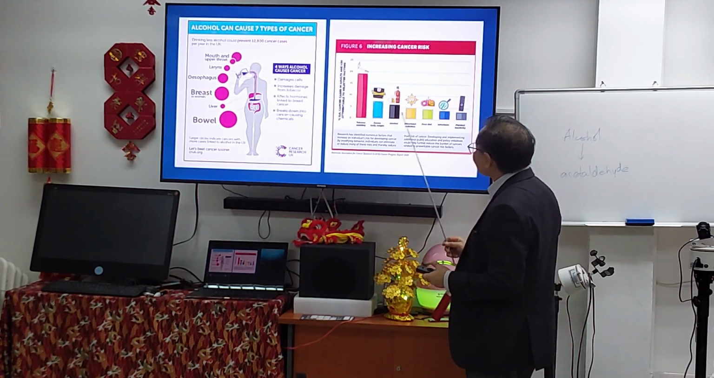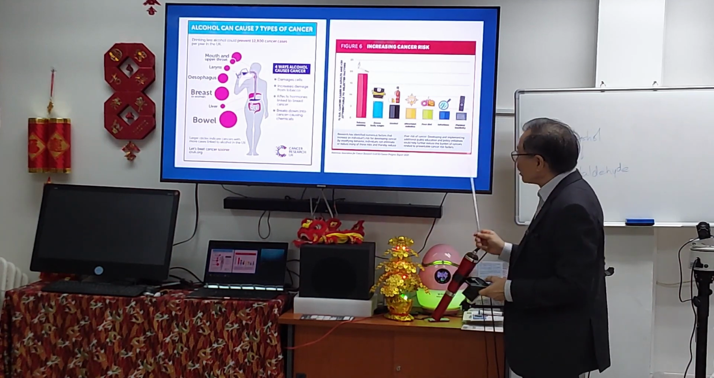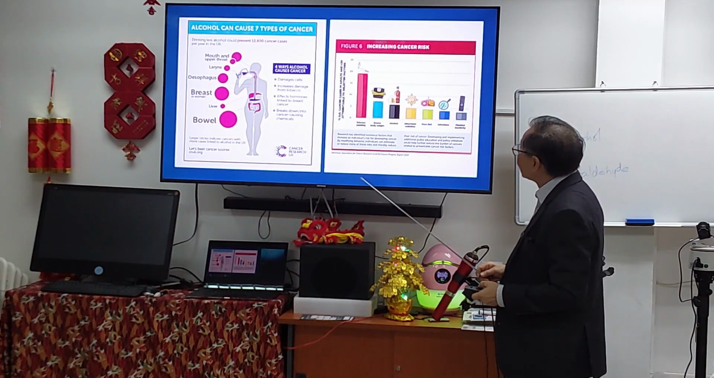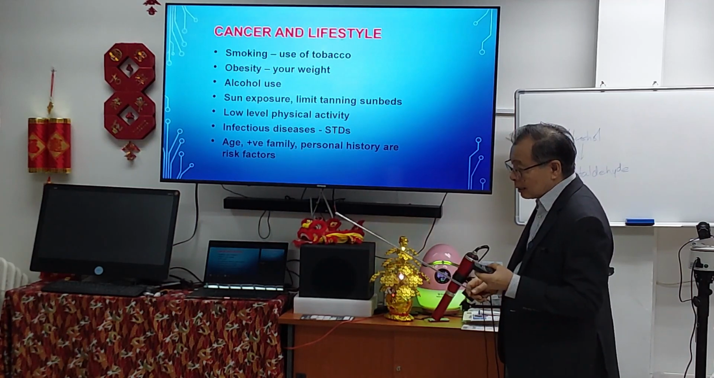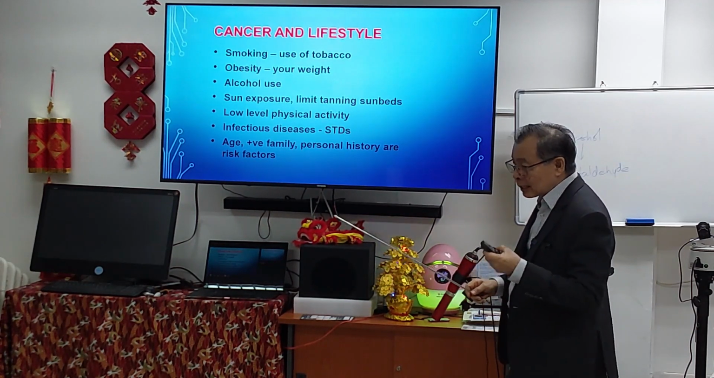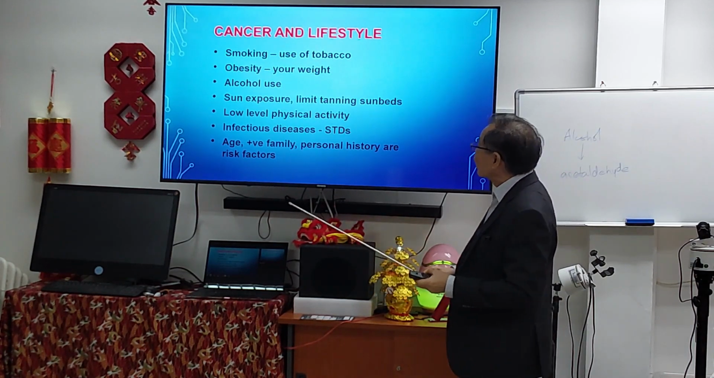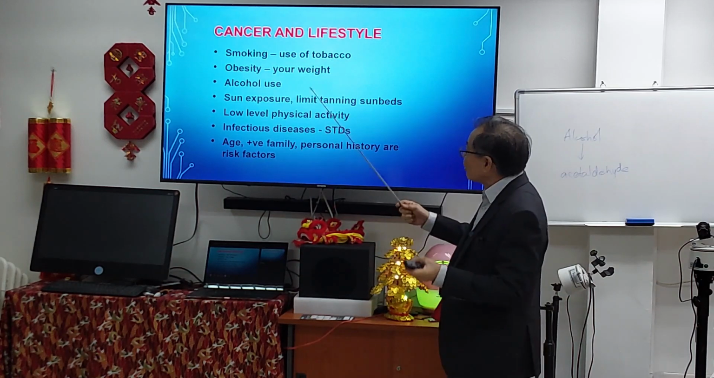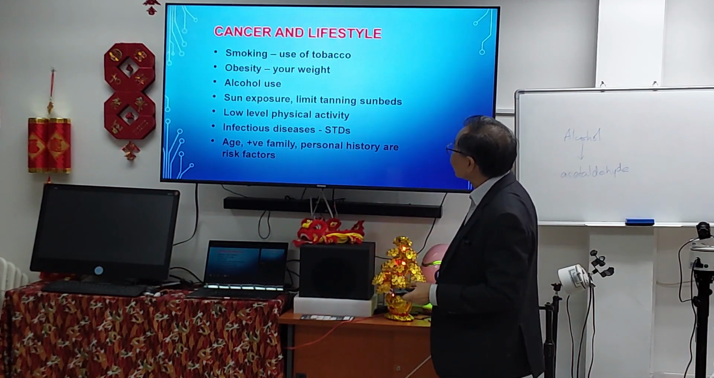Infections not so much, physical activity is not so much what causes it. So now you understand why there is a reduction in cancer diagnosis in Singapore and elsewhere, because a lot of it is controlled by smoking, and if you have health campaigns to reduce smoking, all this reduces.